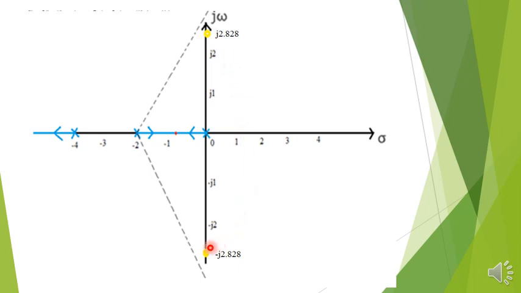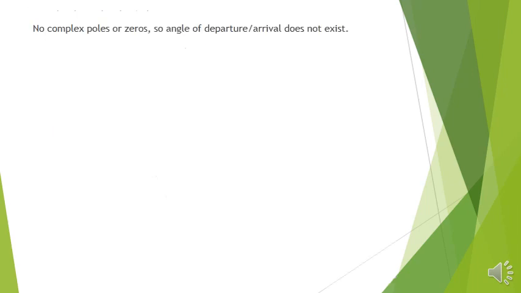So the last is the point of departure. In this particular problem, no poles or zeros are complex. So complex poles and complex zeros are not existing, so the angle of departure or arrival does not exist.